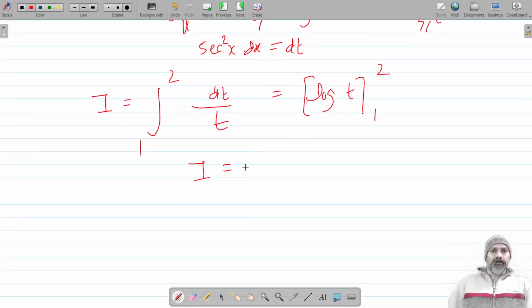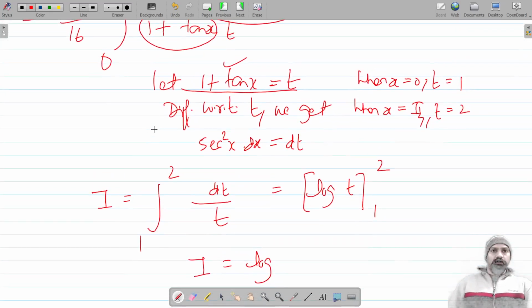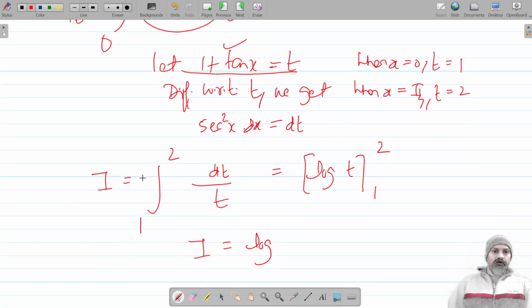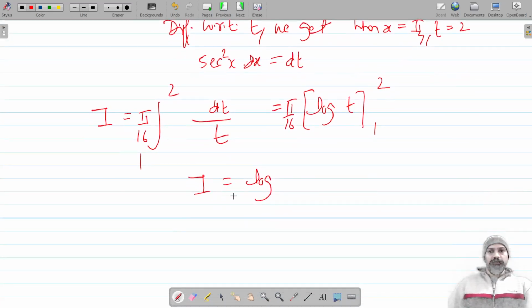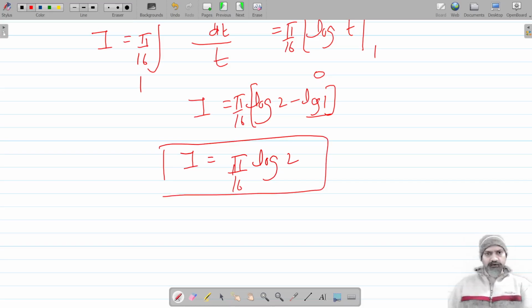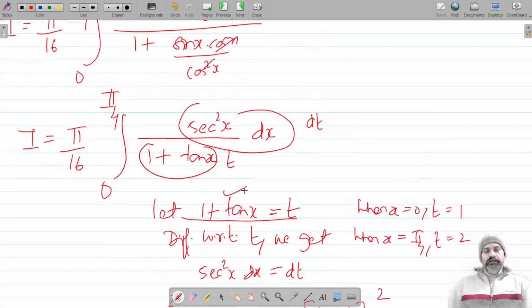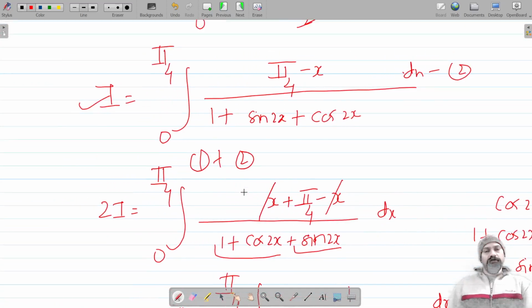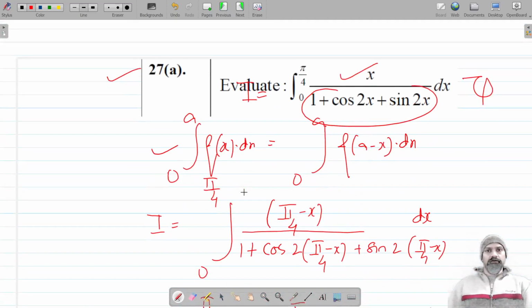So I is now equal to pi by 16 into log 2 minus log 1. So I is equal to, we know that log 1 is 0, so this is pi by 16 into log 2. So pi by 16 into log 2 is the definite integral of question number 27.